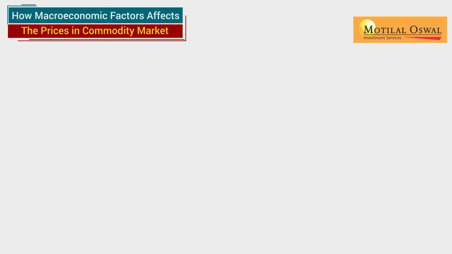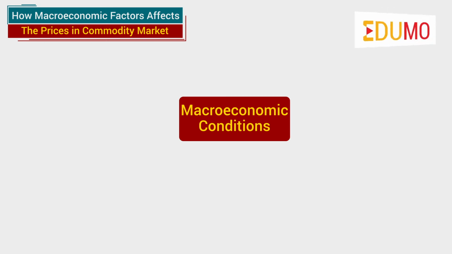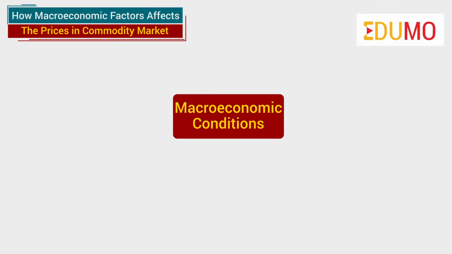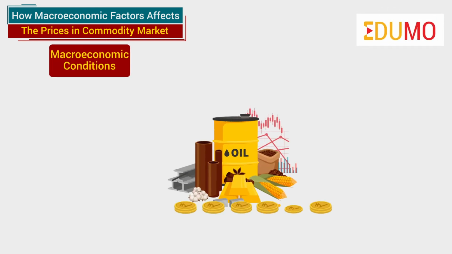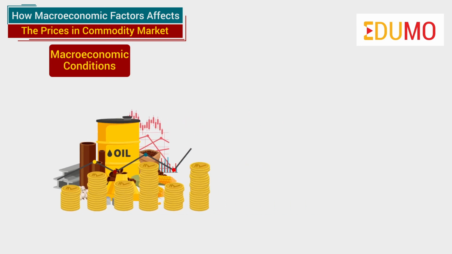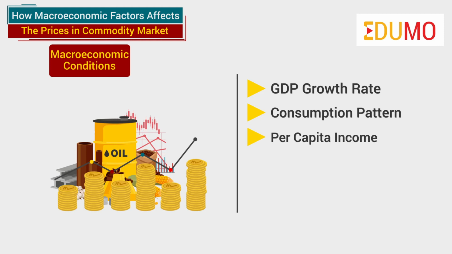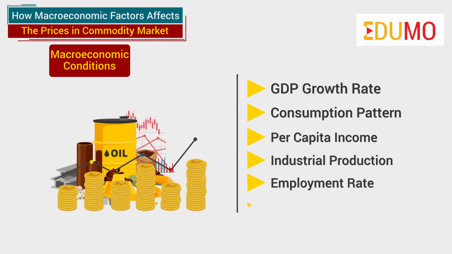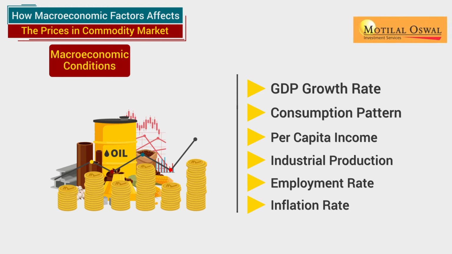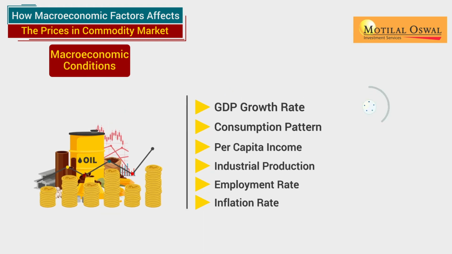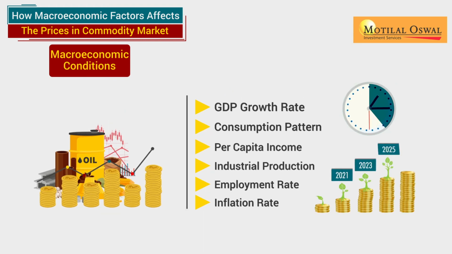The next factor to be kept in mind is macroeconomic conditions. The domestic and global macroeconomic conditions impact the commodity prices largely. The GDP growth rate, consumption pattern, per capita income, industrial production, employment rate, inflation rate, etc. are the deciding factors for the price movements of a commodity, both in the short and the long term.